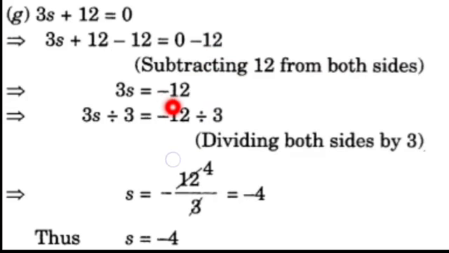Now 3s is 3 multiplied by s, that means you are going to use the opposite of multiplying by 3, divide by 3 on both sides. So dividing 3 on both sides, what you get, this 3 will get cancelled by this 3, s will come down, 12 will get divided by 3, your answer will be 4 and this negative sign you are going to give to the answer 4. In this manner, s you will get as negative 4.